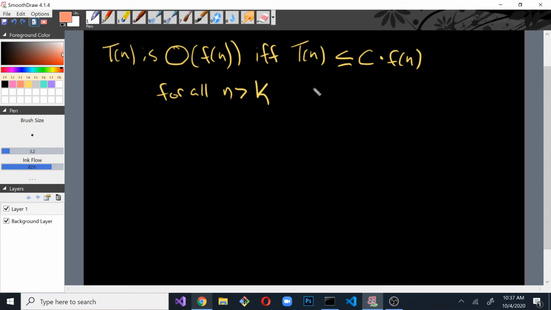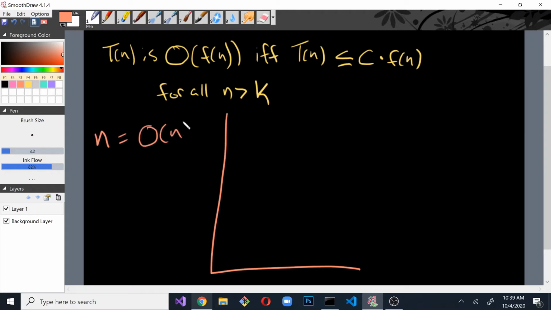One other thing I don't have here is that both c and k need to be greater than 0. But I'm going to go ahead and get rid of that detail, because at the end of the day, it's kind of assumed we're only talking about positive numbers here, because you don't have negative data, you don't have negative time.